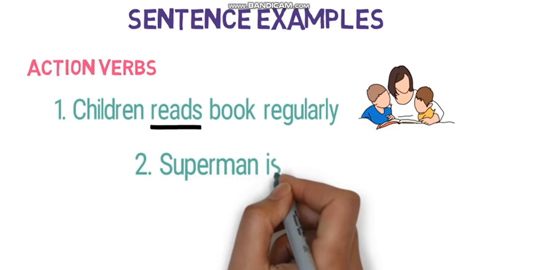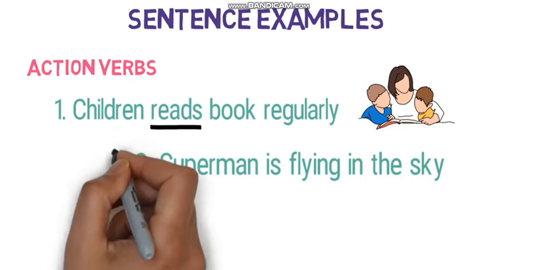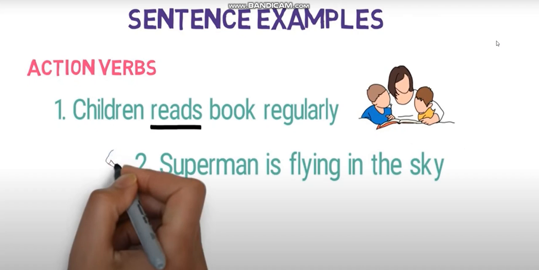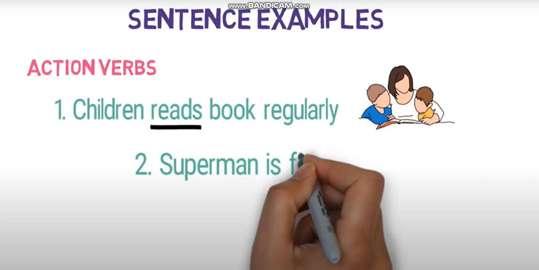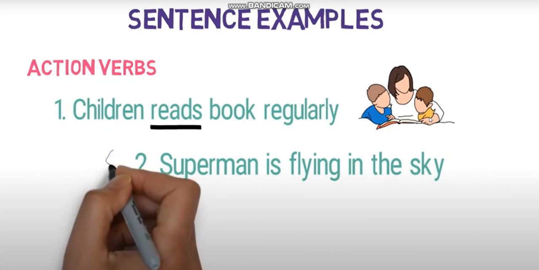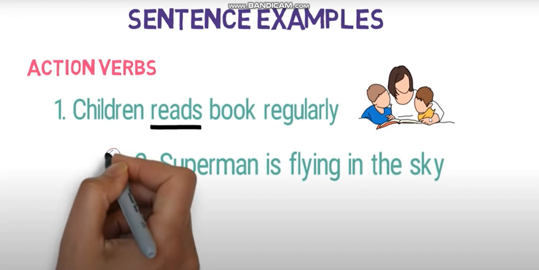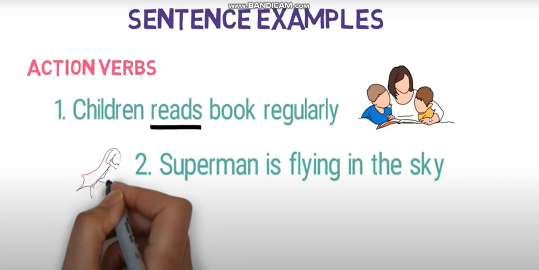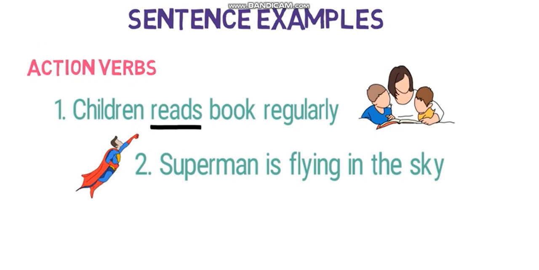Second, Superman is flying in the sky. Now identify here. Now, look students, Superman is flying in the sky. So what is the action in this sentence? Of course, it is flying. So flying is the action word. What is the action performed by Superman? It is flying. So, flying is an action verb.